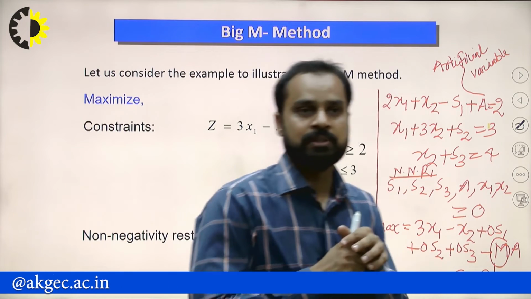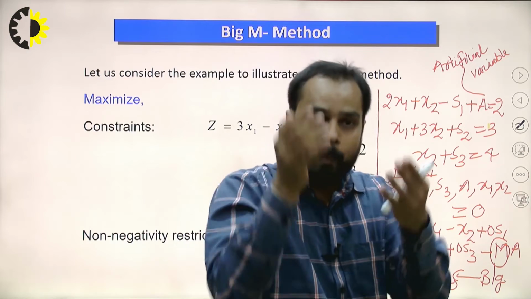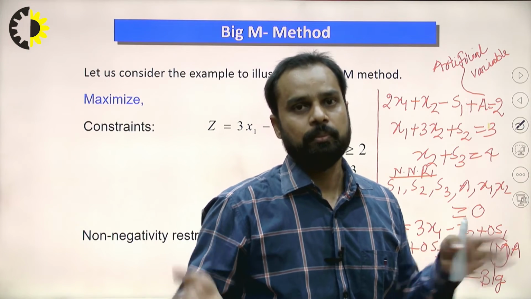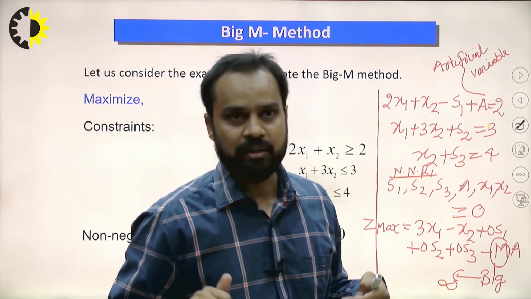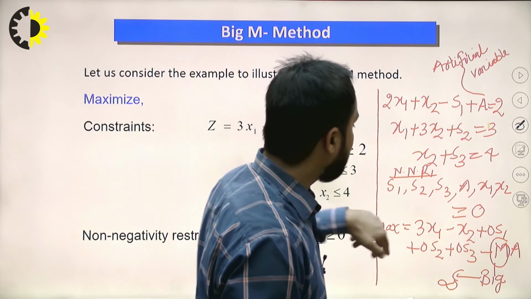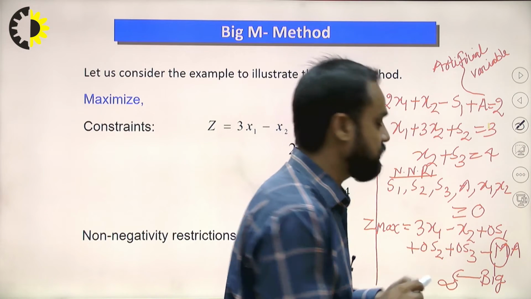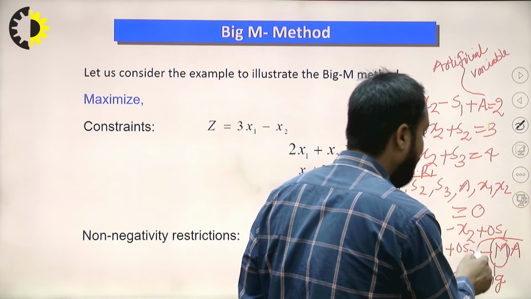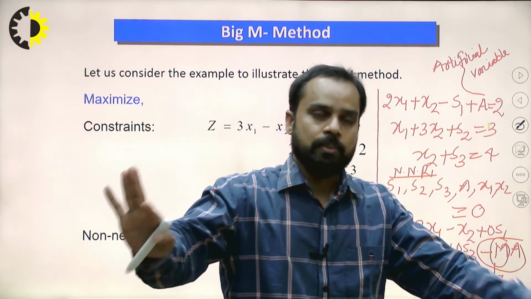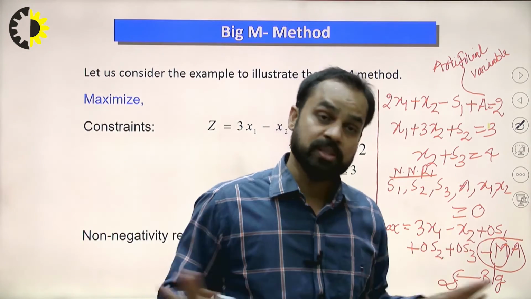Minus M is representing, if the positive M is a very big value, then minus M is representing a very small value, meaning it does not affect the objective function. That's why for a maximization problem we always write it with a negative sign. That's why I introduce it with minus M. And these artificial variables do not contribute to or influence the objective function.